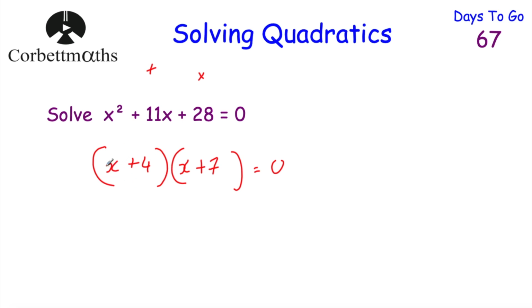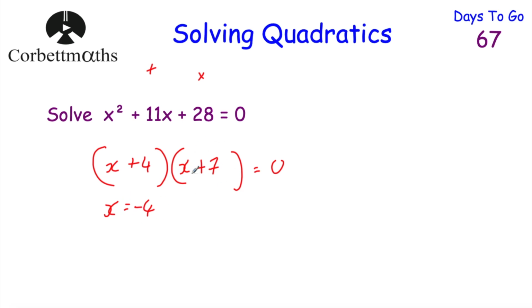Here, for this bracket, we want to find what makes this bracket 0. And here, if we've got x plus 4 equals 0, if x is equal to minus 4, you get minus 4 plus 4 is equal to 0. So if you have x plus 4, our answer would be x equals minus 4, because minus 4 plus 4 is equal to 0. So we think, what makes this bracket 0? Minus 4 plus 4 is equal to 0. So that's one of our two answers, x equals minus 4.